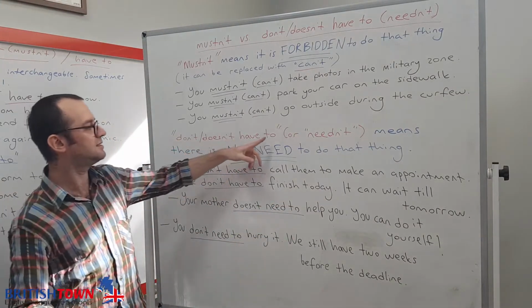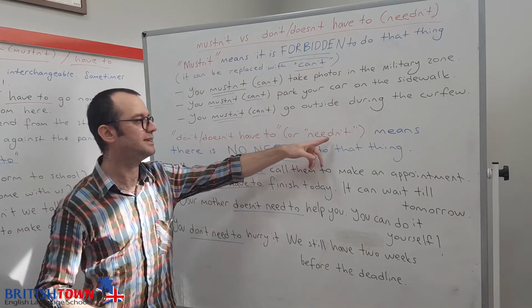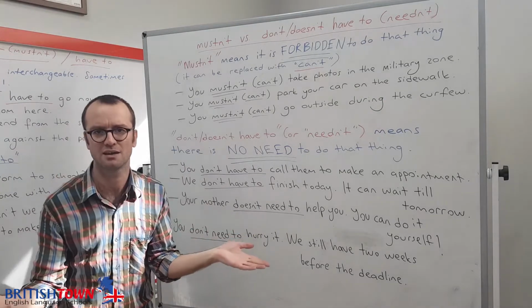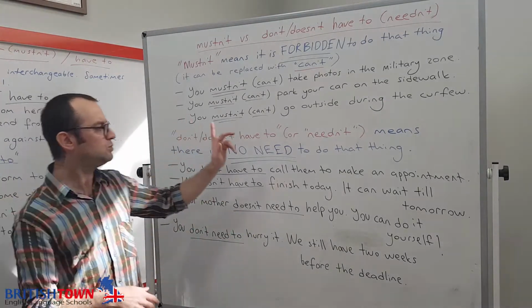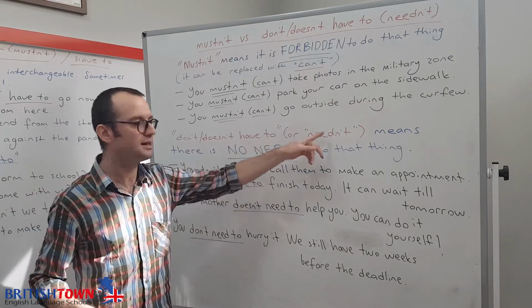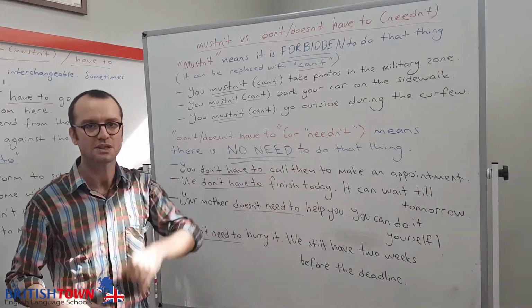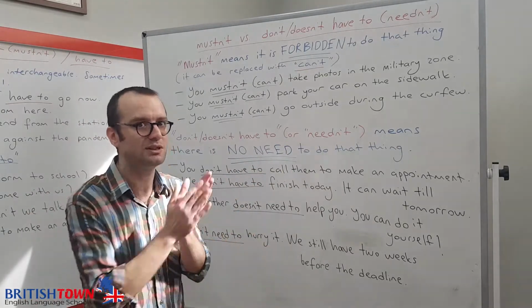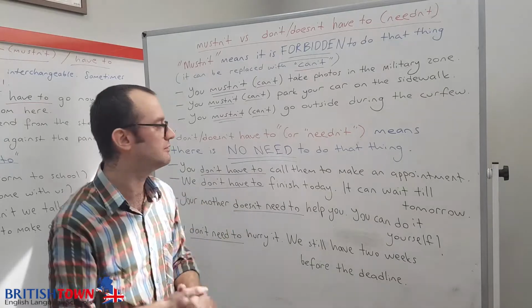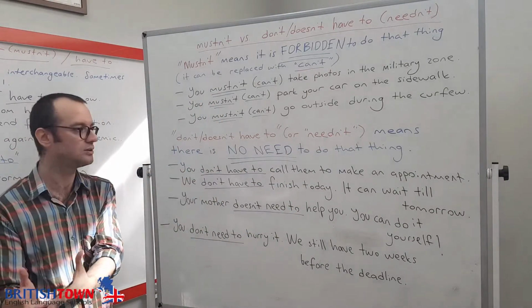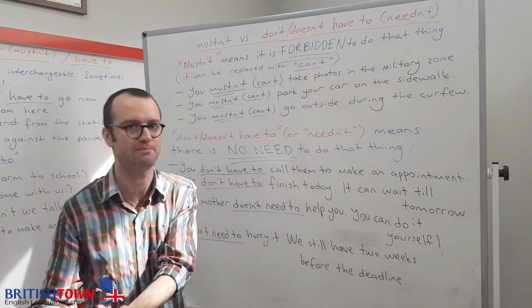Don't and doesn't have to or needn't means there is no need to do that thing. Okay. Bu don't ya da üçüncü tekillerde doesn't have to ya da parantez içinde dediğim gibi needn't. Bunun yerine needn't da aynı anlamı veriyor. Don't need to ya da needn't da don't have to anlamı veriyor. Ne anlamı geliyor? There is no need. Bir gereği yok. Yapmak zorunda değilsin o şeyi.